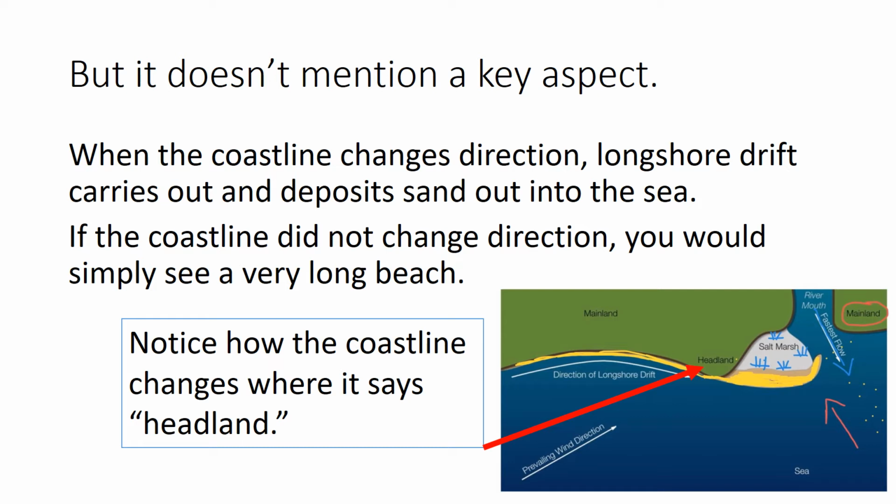So here's a diagram. Notice how the coastline changes where it says headland. Follow the red arrow there and you can see it's pointing to that part of the coast called the headland, and that's where it changes direction. Now imagine if it didn't change direction, what would happen? Well, I'd say you would just have a beach there. Okay, so for a spit to form, the coastline needs to change direction.